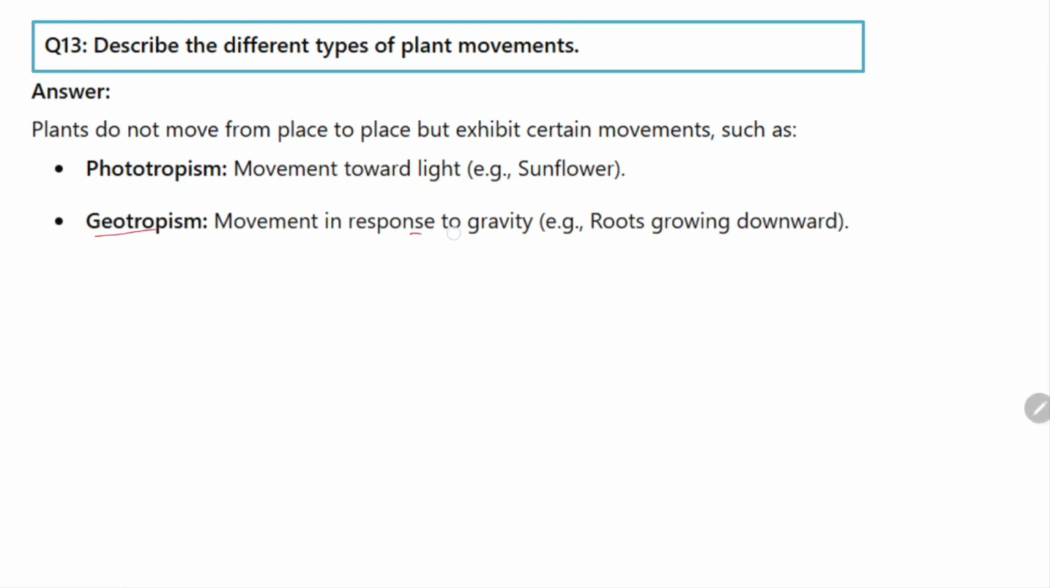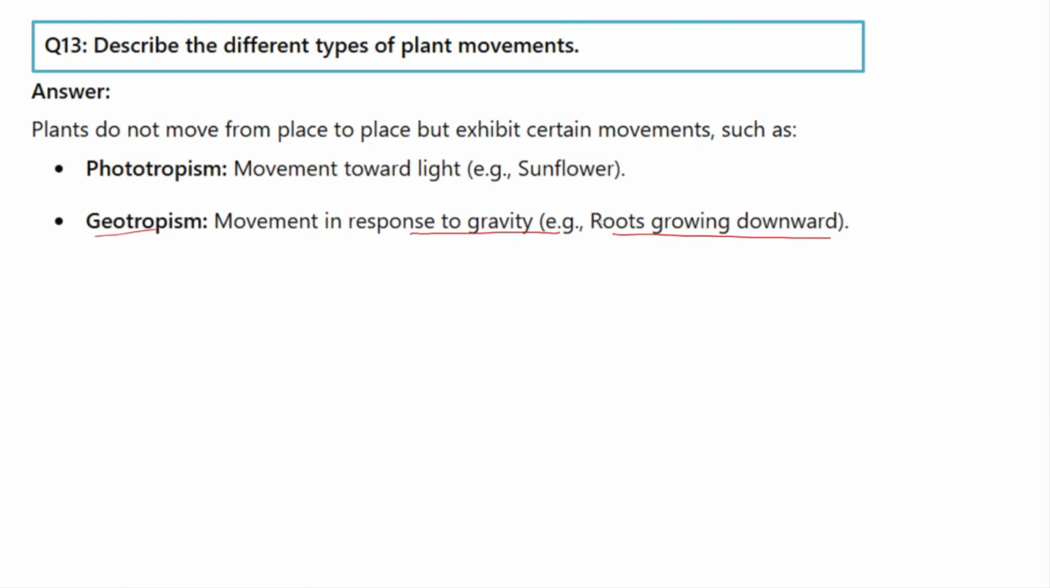Geotropism means movement in response to gravity, like roots growing downwards. Because of gravity it is possible for us to stay on the ground. Yes or no? Otherwise, if there was no gravitational pull, what will happen? All of us will fly, like in space. Whenever you go to space, what will happen? I hope you have seen the astronauts. When they are in space, they fly over there, isn't it?